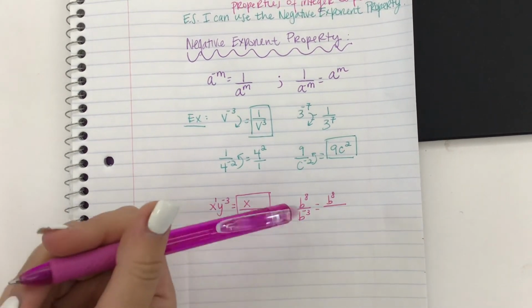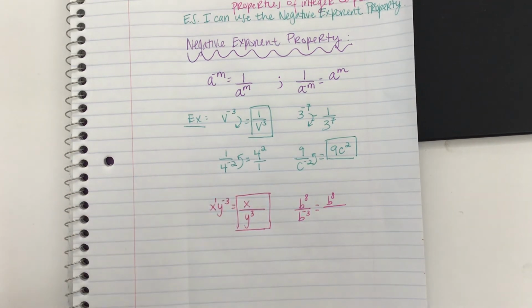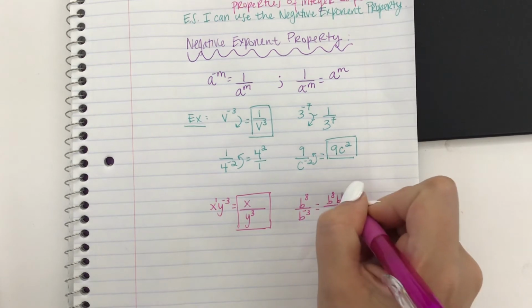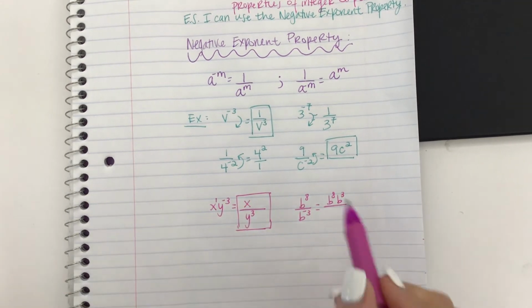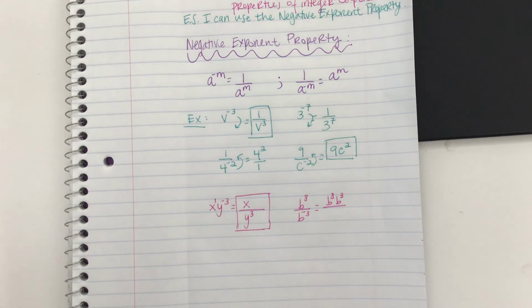And then I move down to the next thing, b to the negative 3. Well, that's a negative exponent, so I'm going to move it to the top and make it positive. Normally, I would say, okay, we're done because now everything is positive. But if you notice, we have the same base. When we have the same base, we can keep simplifying it. And this time, we can use our other properties to simplify this exponential expression.